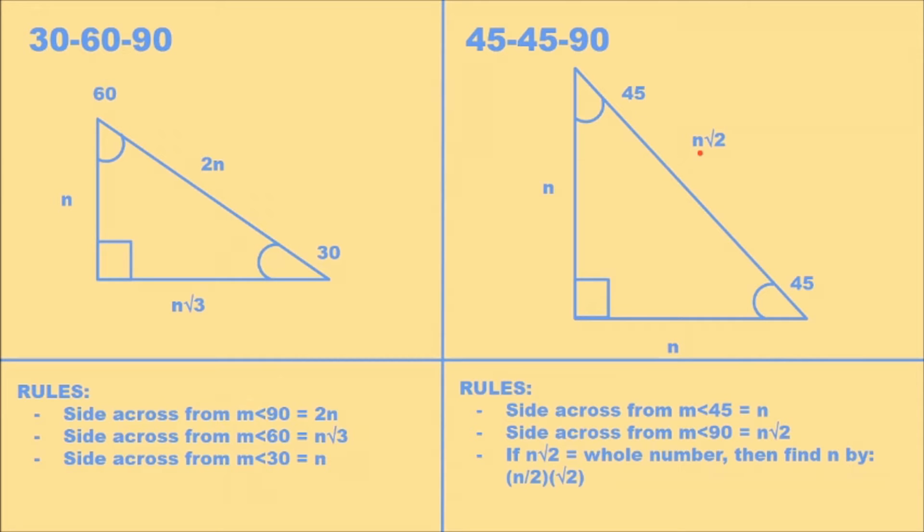As a small trick, let's say that in a problem you're given the hypotenuse as a whole number, say 8, and nothing else. A trick you can do to find the legs is to divide that number by 2 and then multiply it by the square root of 2. So 8 divided by 2 equals 4, and that would be 4 times the square root of 2.